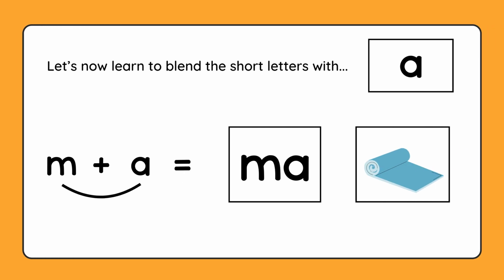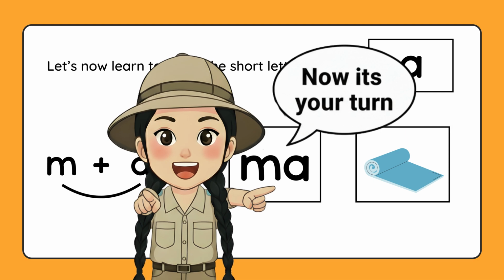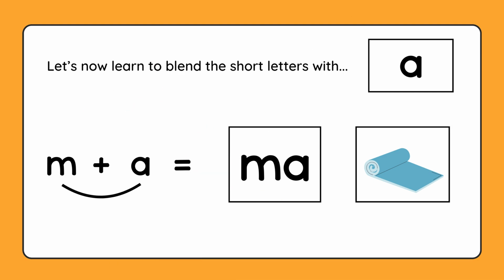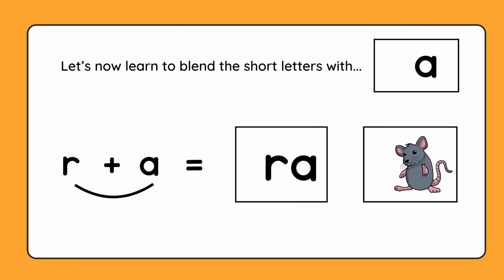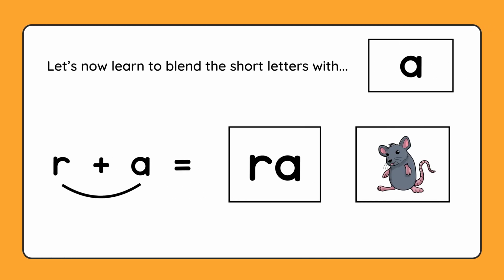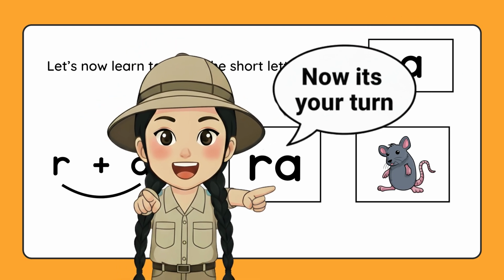Now let's blend letter M with letter A. M, A, ma, mat. Now it's your turn. Good job! Now let's blend letter R with letter A. R, A, ra, rat. Now it's your turn.